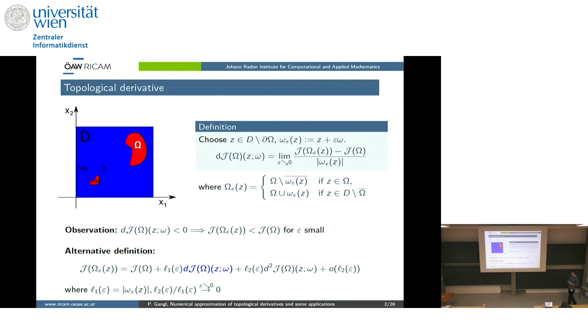And just as a remark, here's an alternative definition. You can also write it in terms of a topological asymptotic expansion of the cost function. And then the first order topological derivative would be the first term here. L1 of epsilon is typically the volume of the ball or of the inclusion. And this way you can also define higher order terms, higher order topological derivatives, which we also will see later on.